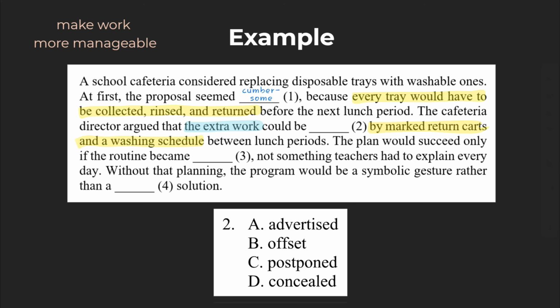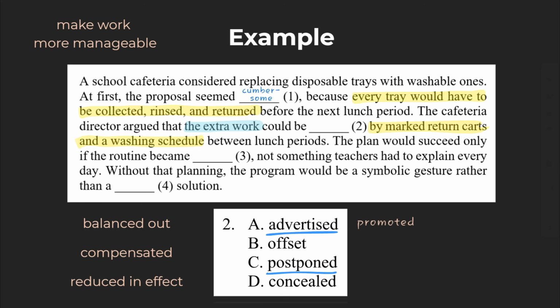So we need a word meaning balanced out, compensated for, or reduced in effect. Advertised means promoted. Postponed means delayed, and concealed means hidden. None of these fit the meaning we're looking for. Offset is the best answer. To offset something means to balance it out or reduce its effect.